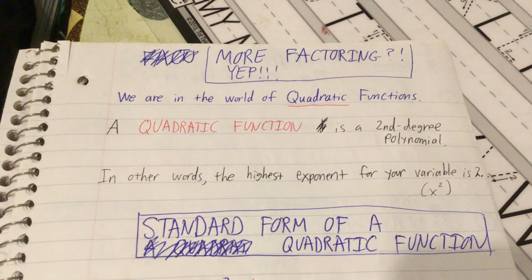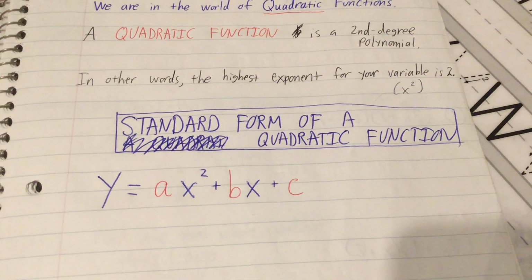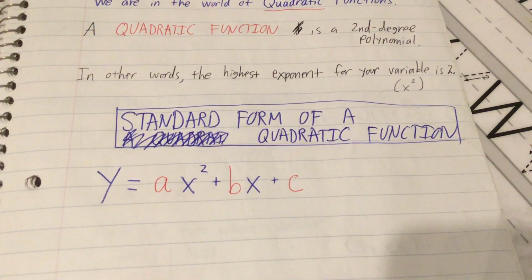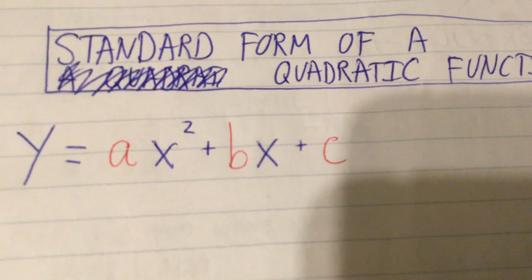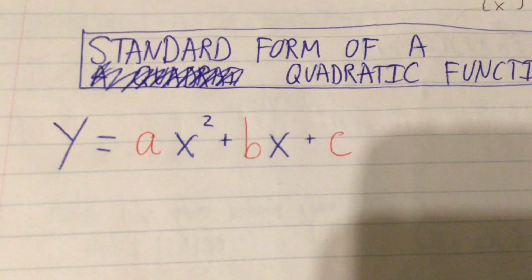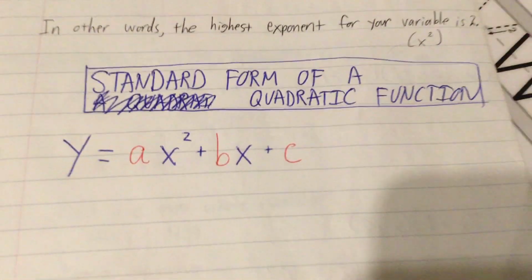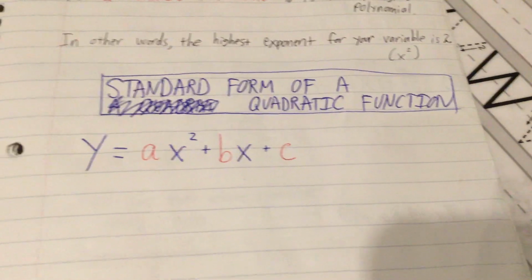That's all it means. So without further ado, it's time I introduce to you a standard form of a quadratic function. In other words, what we're paying attention to is eventually you're going to get to some form of ax squared plus bx plus c. So in Algebra 2, this is what's called the standard form of a quadratic function.